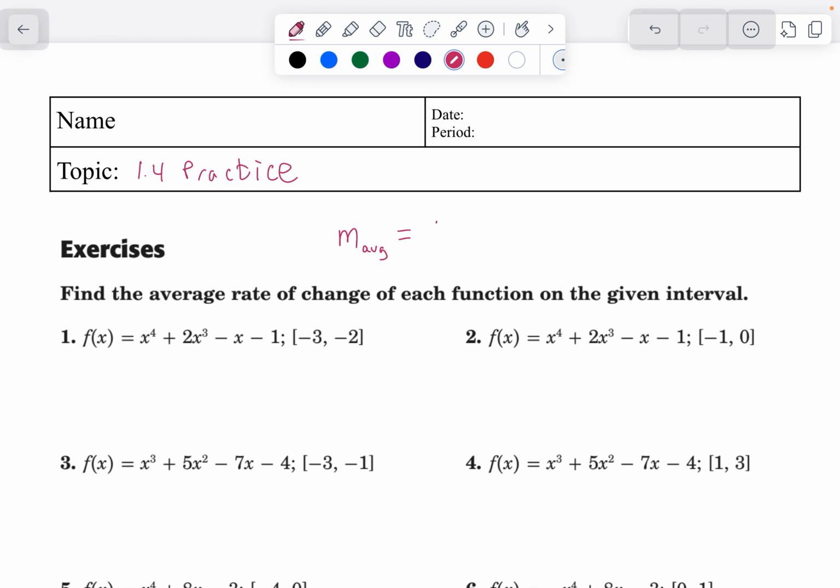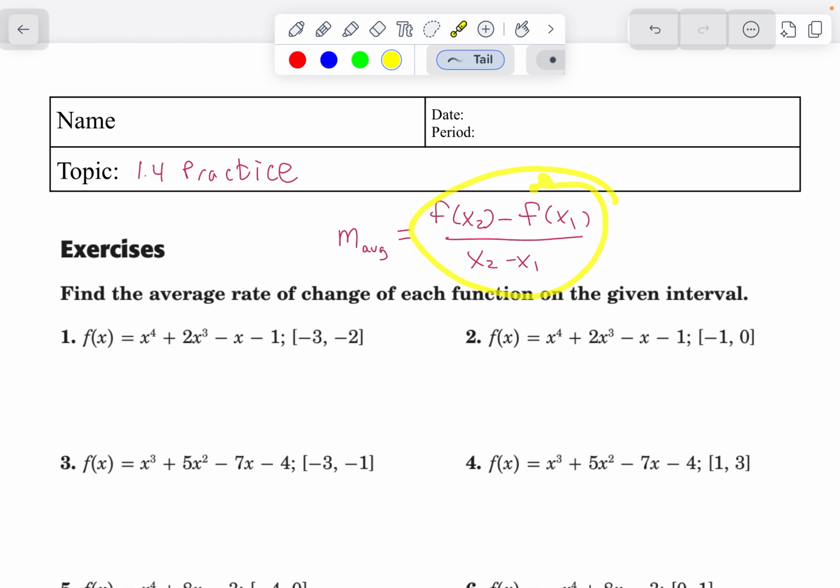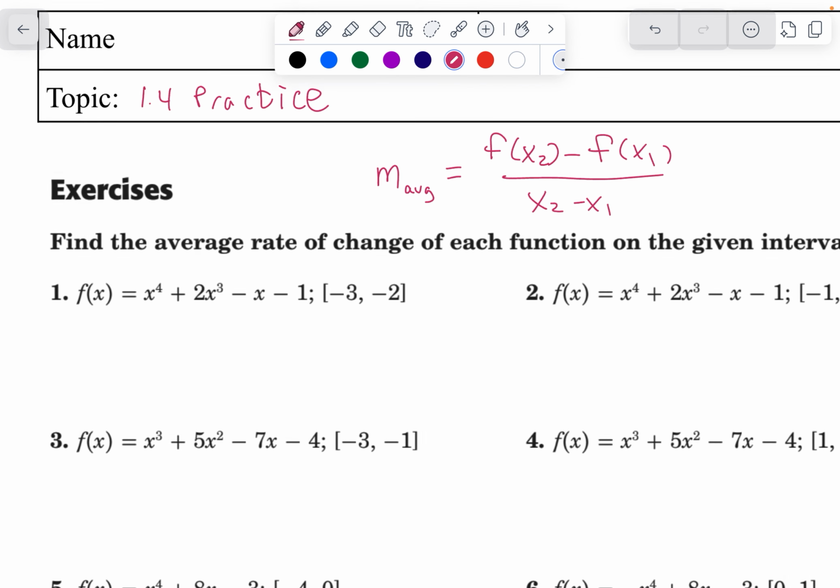So it is f of x sub 2 minus f of x sub 1 over x sub 2 minus x sub 1. Now it's just slope using our function notation. So this is really y2 minus y1 over x2 minus x1. Same thing as slope as before, but we're just going to use the endpoints. Like if you drew this graph and you connected the ends, what would the line be? What's the slope of that line?